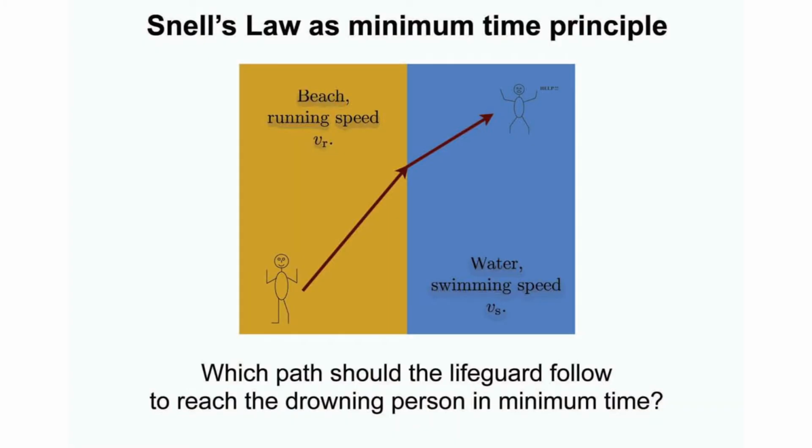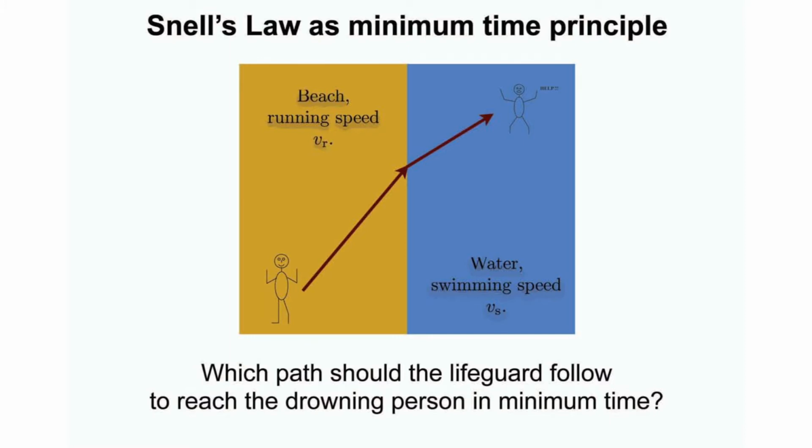Okay, so now let's think about Snell's law as a minimum time principle. This is an example given by Feynman. Feynman says to imagine that you have a beautiful girl or a beautiful man falling out of a boat into the ocean, and you see them, you're on the beach, and you want to save that person. So you want to get there as fast as possible, right?